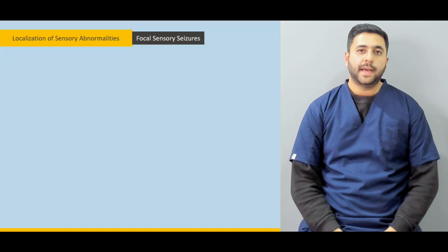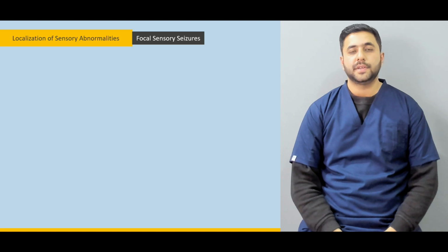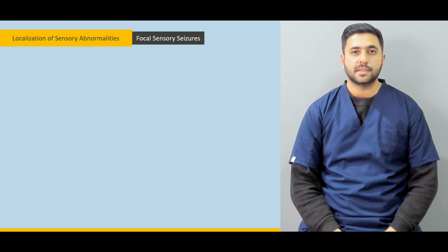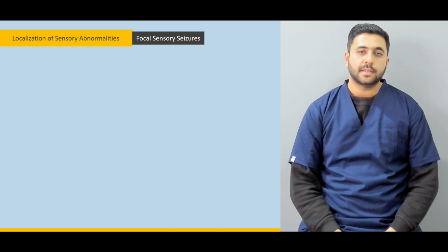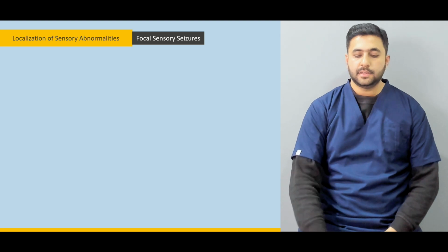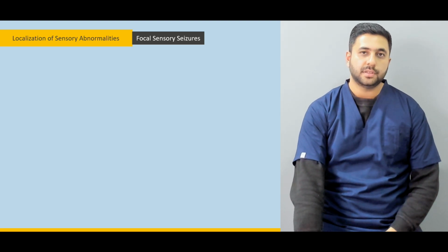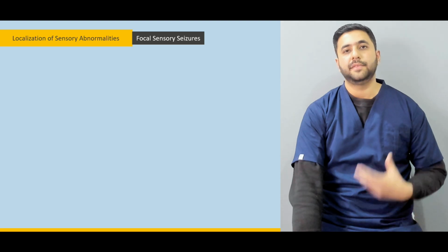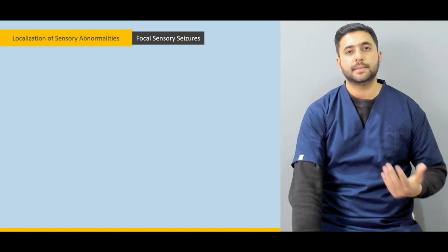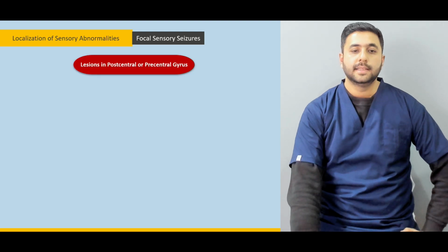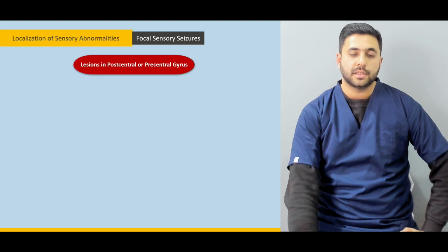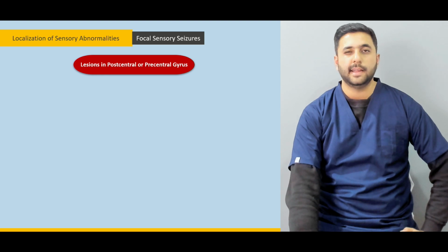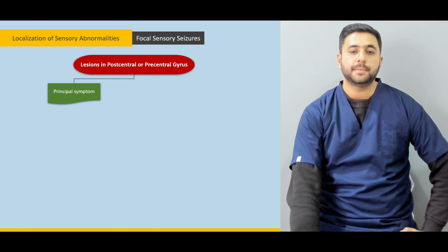Now, the sensory abnormality can also present in the form of seizures, which we term focal sensory seizures. These can start out as focal lesions involving a small part of the brain, and they can later on generalize as well. Let's look at the various clinical clues, in addition to the seizures, by which we can describe it as a problem involving the sensory cortex. The lesions are in the postcentral or the precentral gyrus, generally in the parietal cortex, which is the somatosensory cortex.